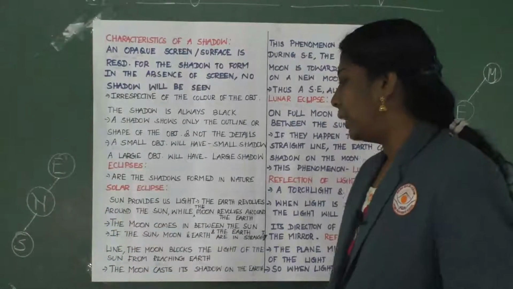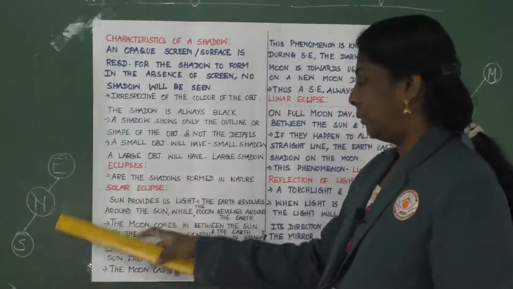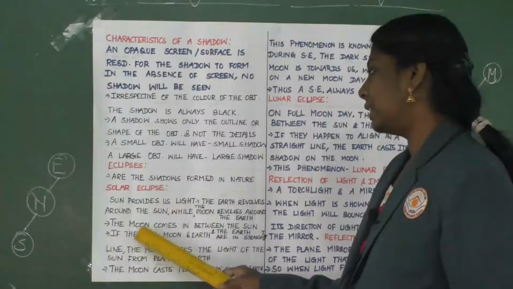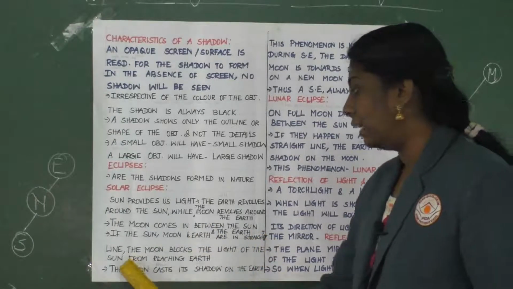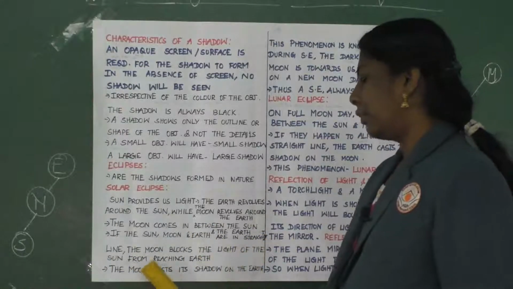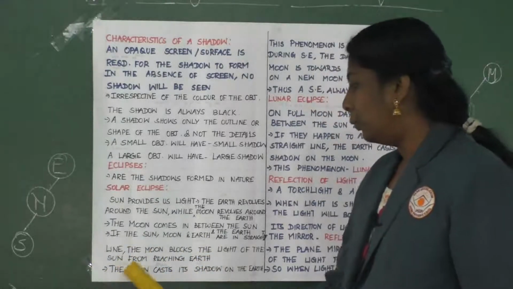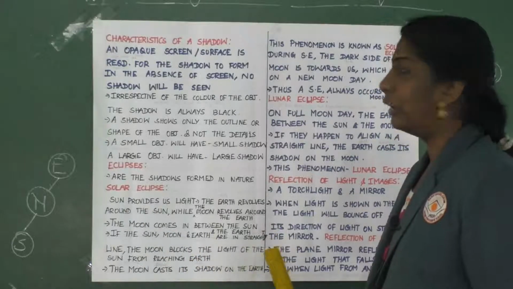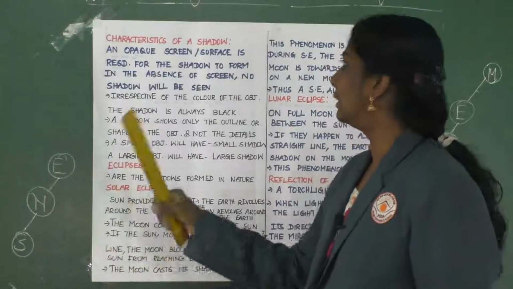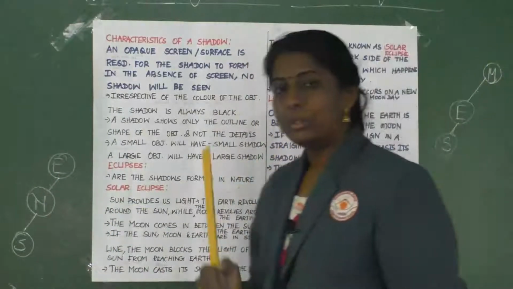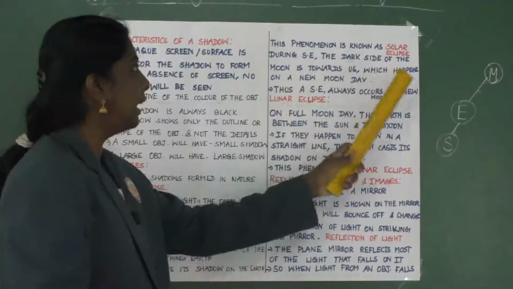Clear? So here sun, moon and earth all together will be lying in a straight line. If the sun, moon and earth are in a straight line, the moon blocks the light of the sun from reaching earth. Then the moon shows its shadow on the earth. This phenomenon is known as solar eclipse.